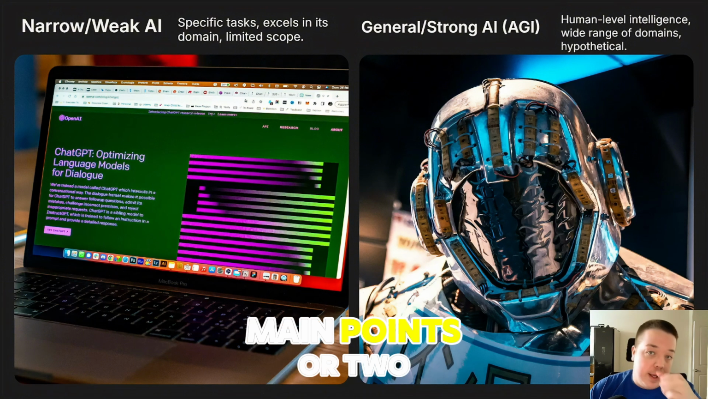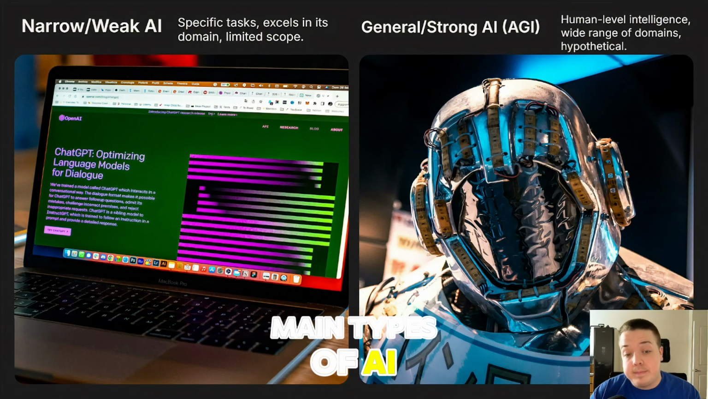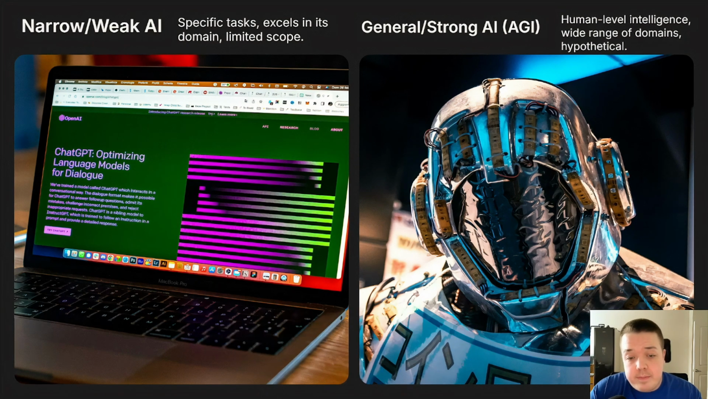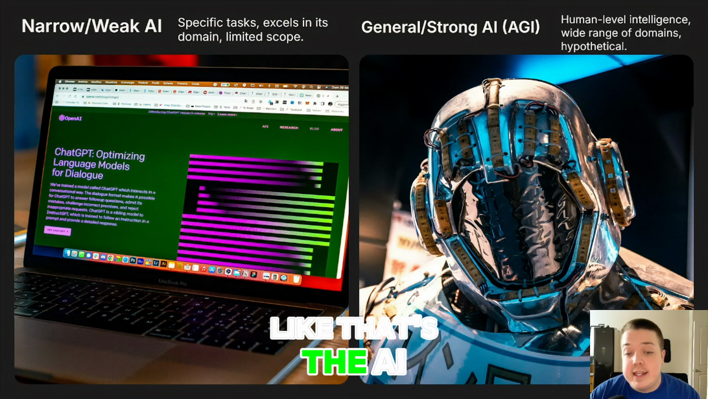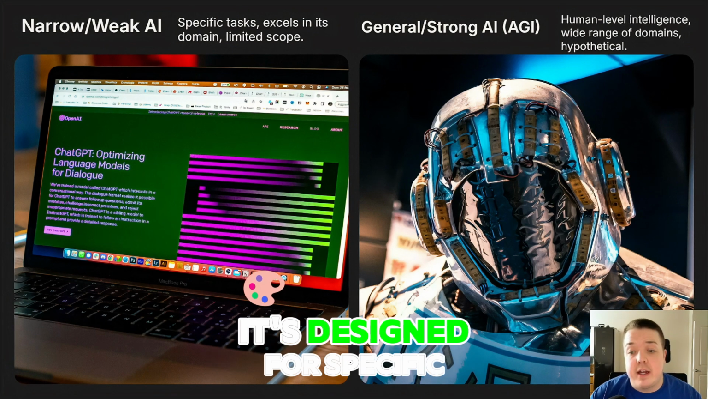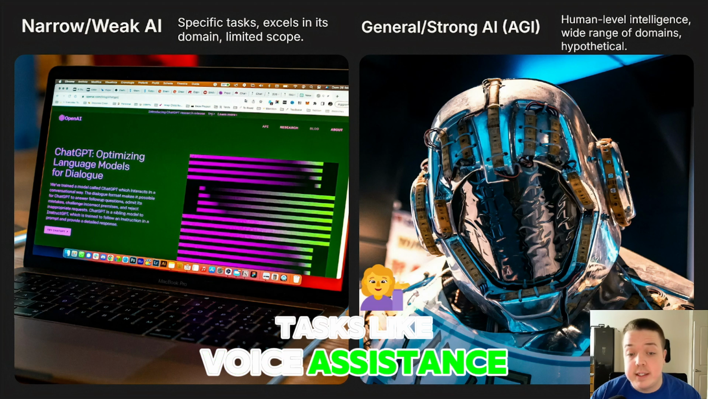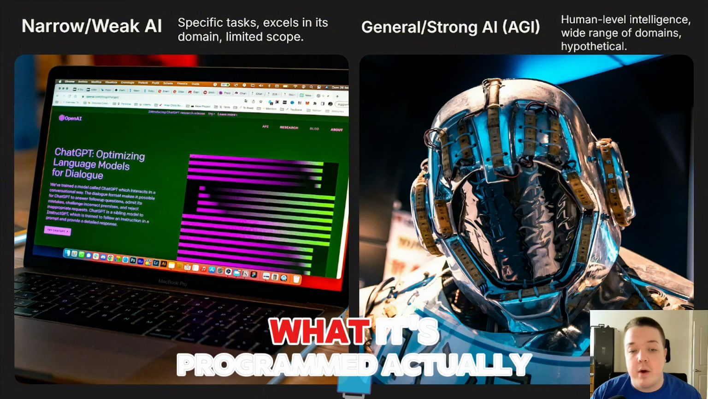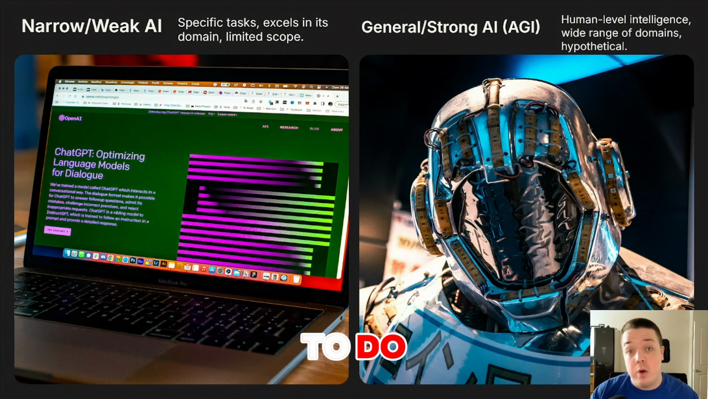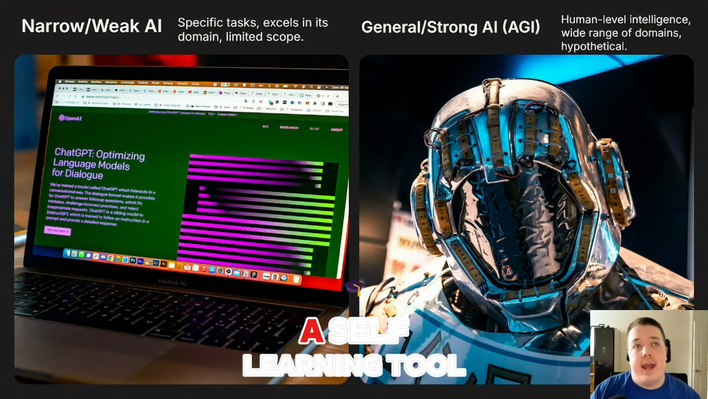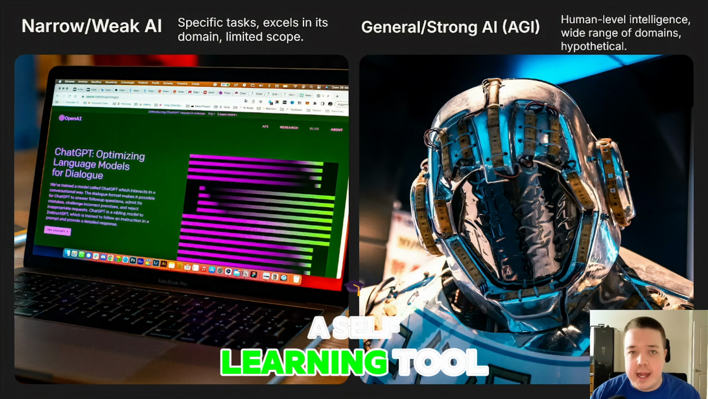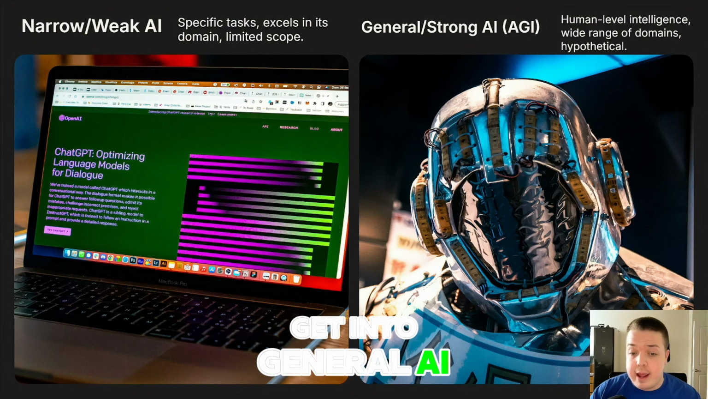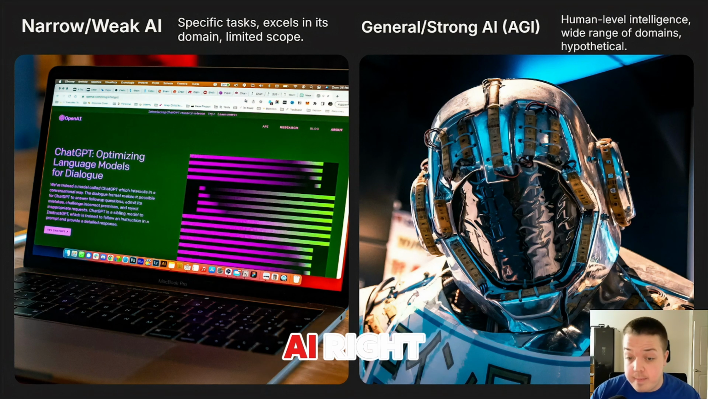So there's two main types of AI, right? There's narrow and there's general, right? Narrow AI, so to break that down a little bit more, that's the AI that we use today, right? It's designed for specific tasks like voice assistants, spam filters, and recommendation systems, right? It can't think beyond what it's programmed actually to do, right? Like it's not a self-learning tool. That's when you get into general AI or AGI or strong AI, right?